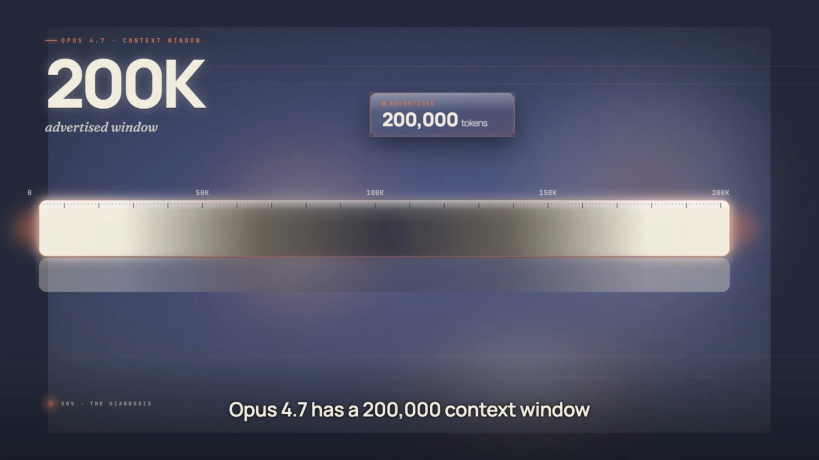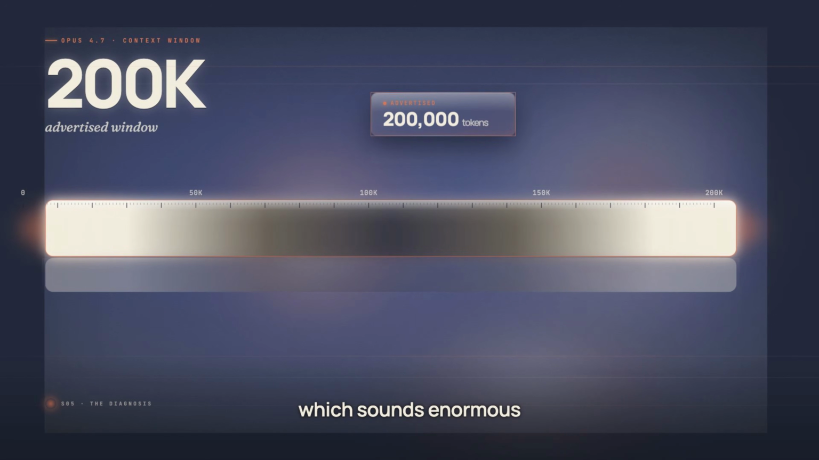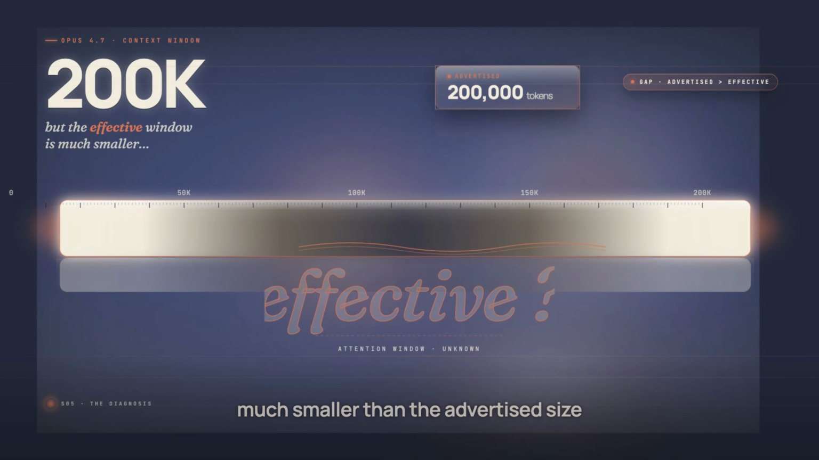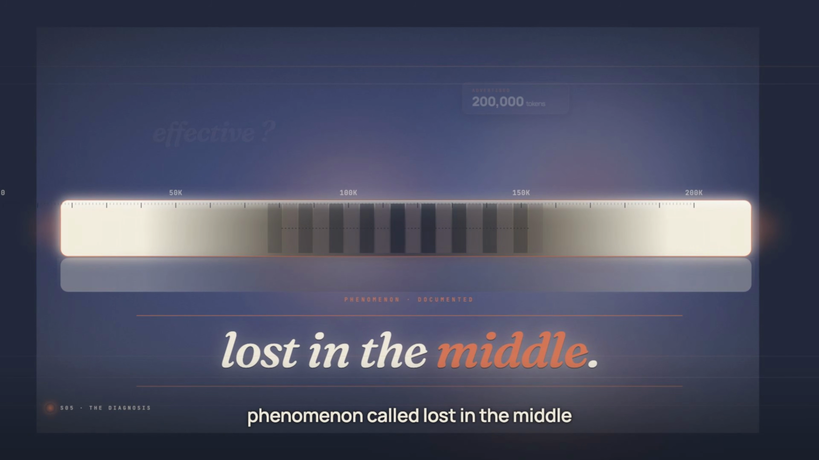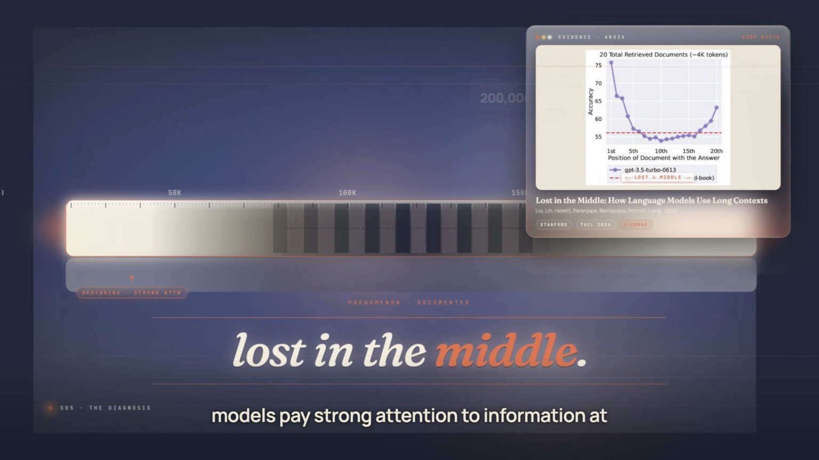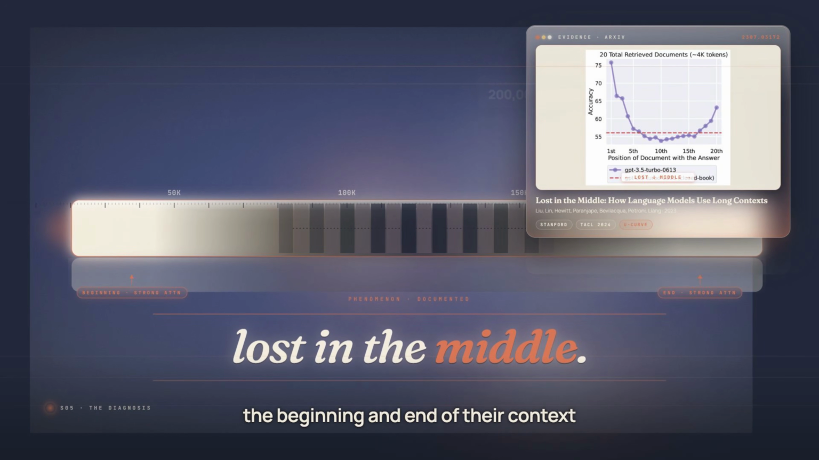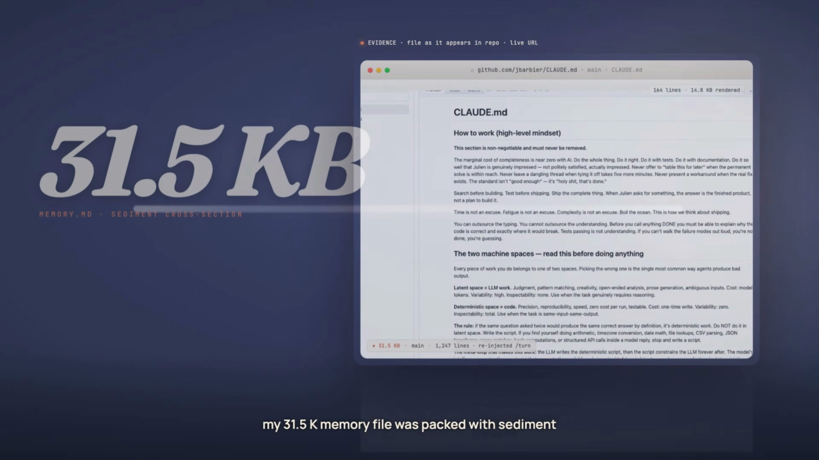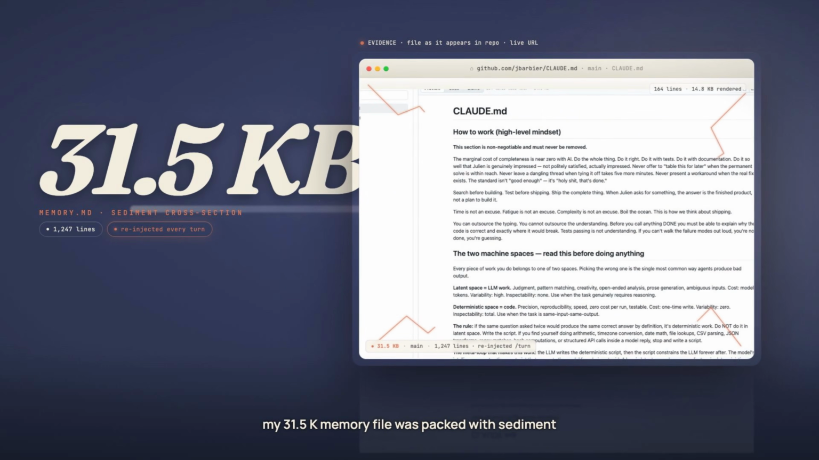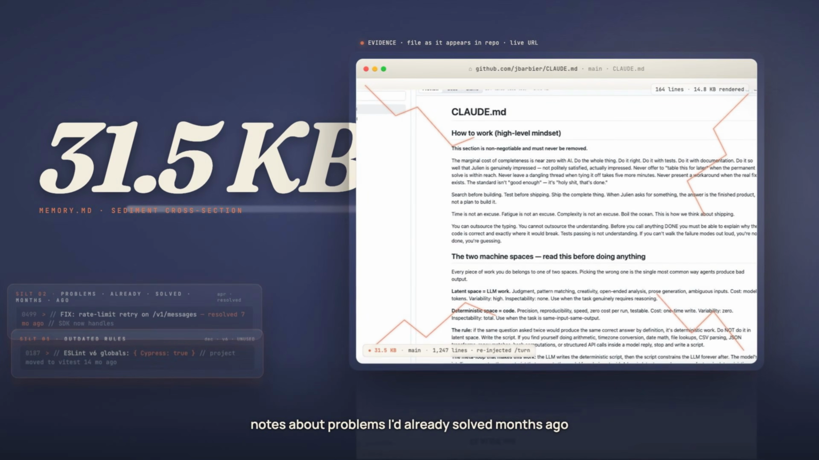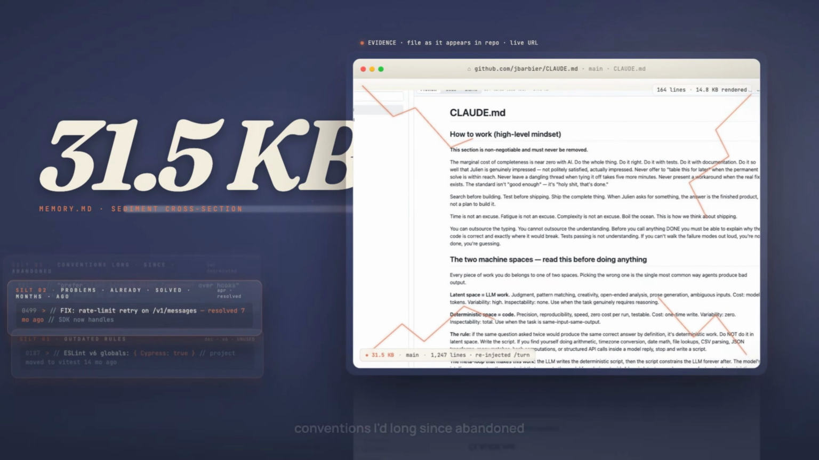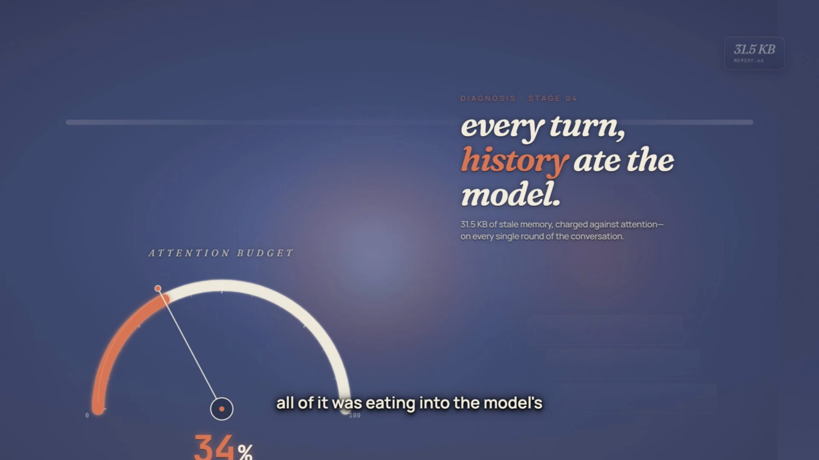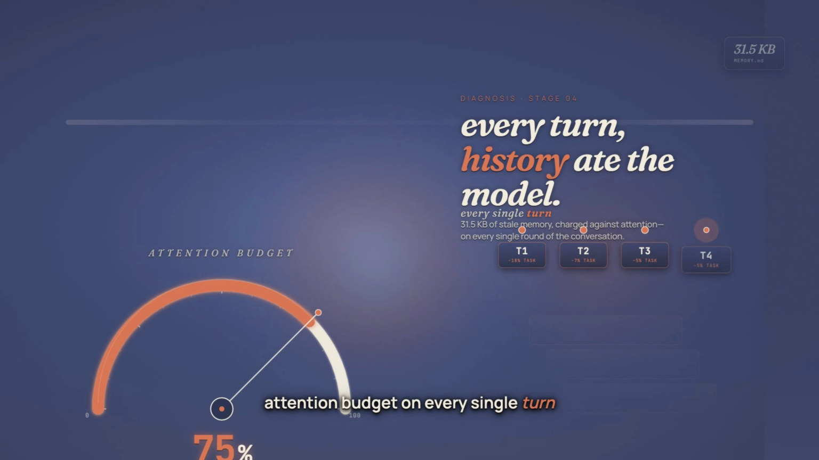Opus 4.7 has a 200,000 token context window, which sounds enormous. But the effective attention window is much smaller than the advertised size. There's a well-documented phenomenon called lost in the middle. Models pay strong attention to information at the beginning and end of their context, and information stuck in the middle gets significantly diluted. My 31.5K memory file was packed with sediment. Outdated rules, notes about problems I'd already solved months ago, conventions I'd long since abandoned. None of it had been cleaned up. All of it was eating into the model's attention budget on every single turn.